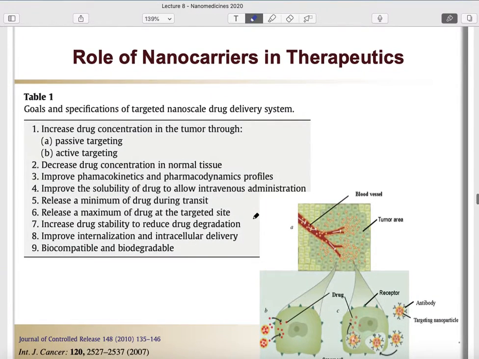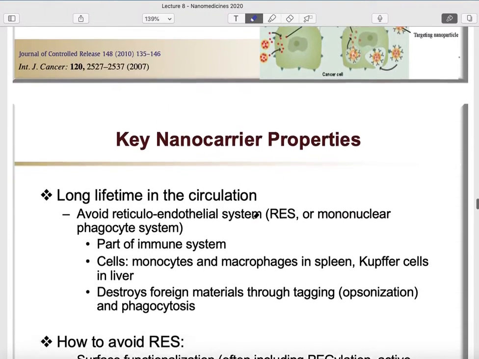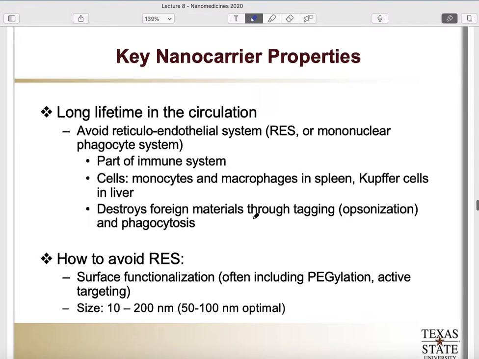This page lists a number of other roles of nanocarriers, and I'll let you guys read those on your own. Let's move on to some of the nanocarrier properties that are desired.